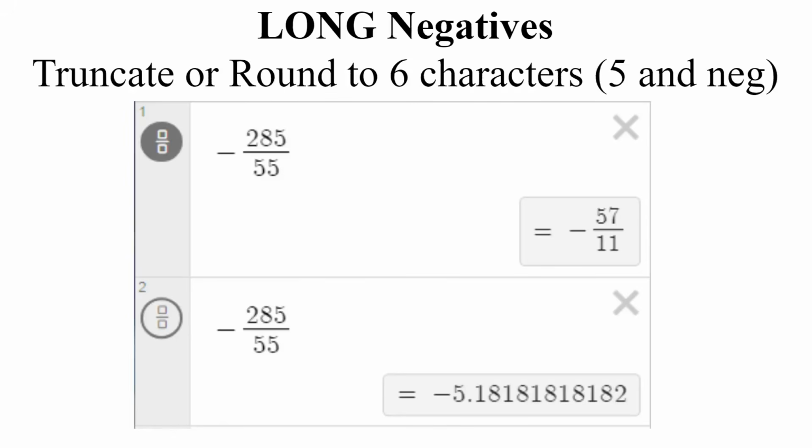Now this might seem really confusing, guys, but for long negatives, it's kind of the same concept. They say 6 characters, but remember, the hyphen counts as a character. So it's really just 5 characters or fewer, just like before. Just don't count the negative sign when you're counting. You still have to put it, but it makes it easier if you just remember 5 characters.